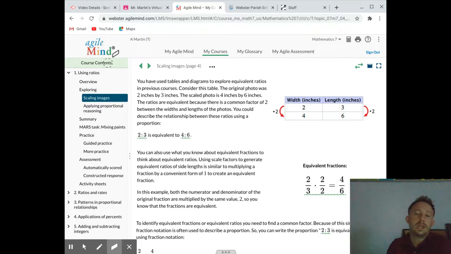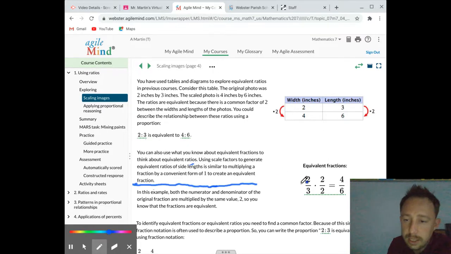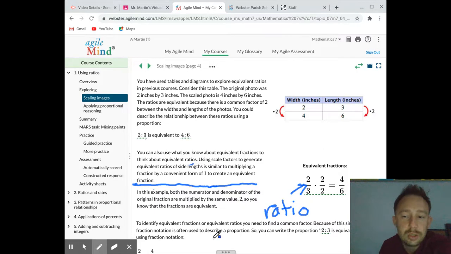Now I need everyone to understand that this right here is a ratio. It looks like a fraction, but this is actually a ratio that has been written in fraction notation. So fractions and ratios are different. And we need to understand that fractions are a numerator being divided by a denominator. Okay? Ratios are one number being compared to another number, or a set of numbers being compared to another number.